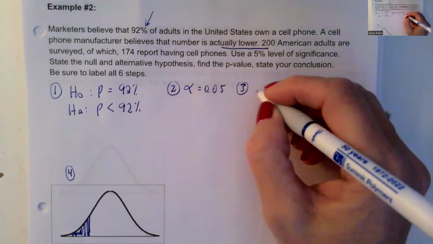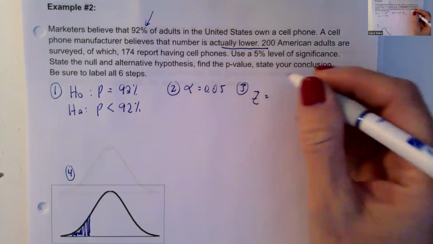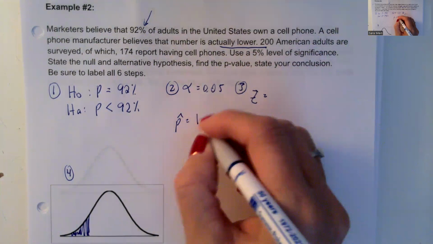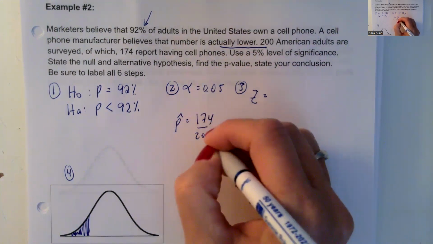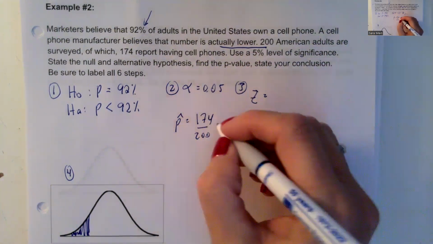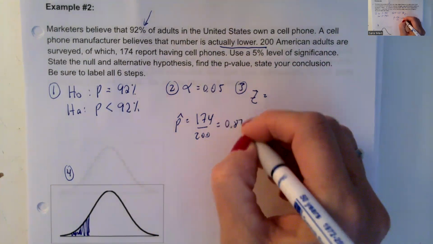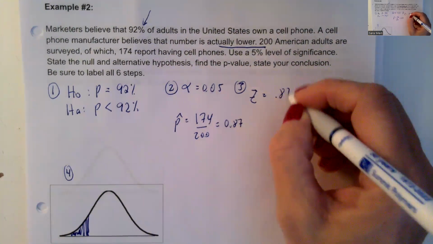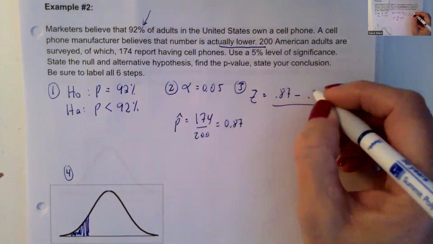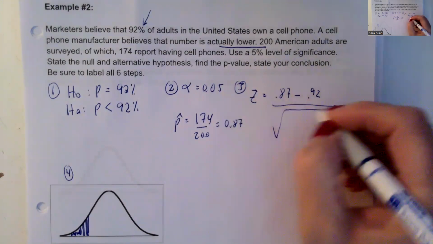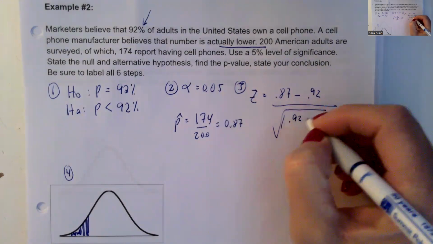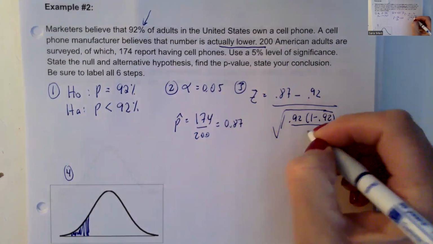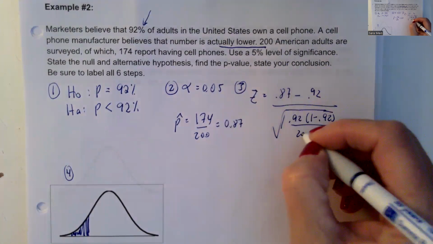Our test statistic is a Z. Our p hat is 174 out of the 200, and that comes out to be 0.87. So we have 0.87 minus 0.92 divided by the square root of 0.92 times 1 minus 0.92 divided by the sample size of 200.